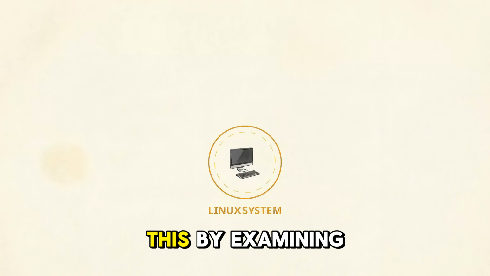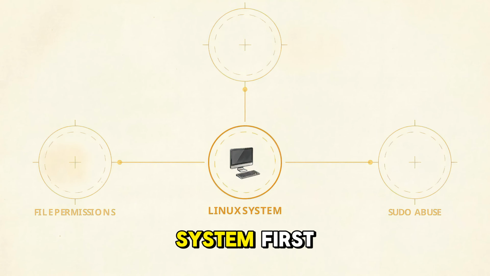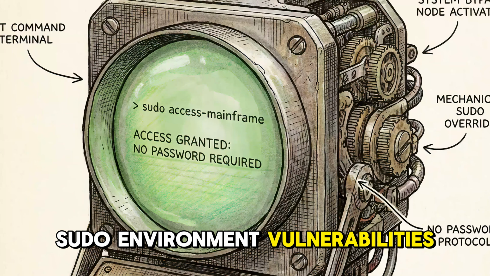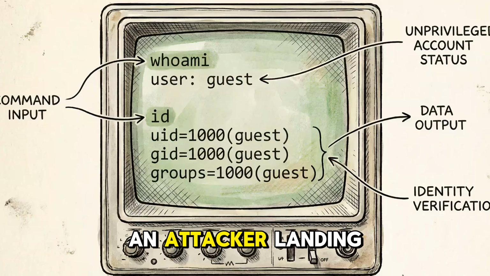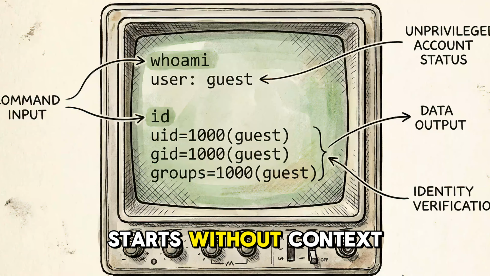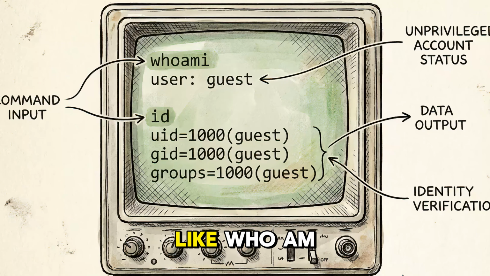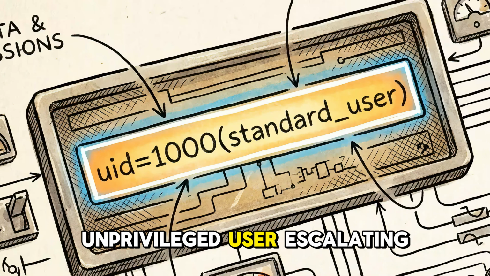We can map this by examining the three primary escalation vectors on a Linux system. First, file permissions. Second, pseudo-environment vulnerabilities. And third, OS kernel flaws. An attacker landing on a machine starts without context. Their first move is running basic terminal commands like whoami and id. This confirms their starting position as a standard, unprivileged user.